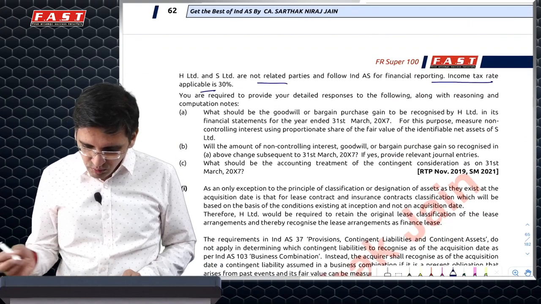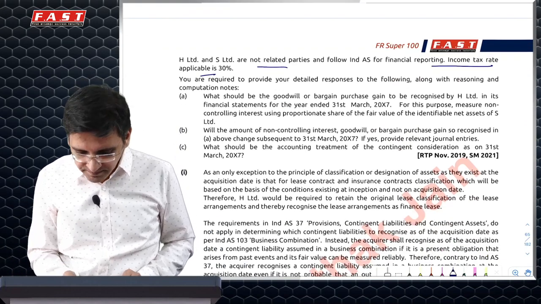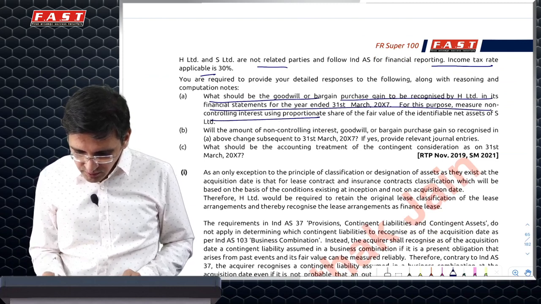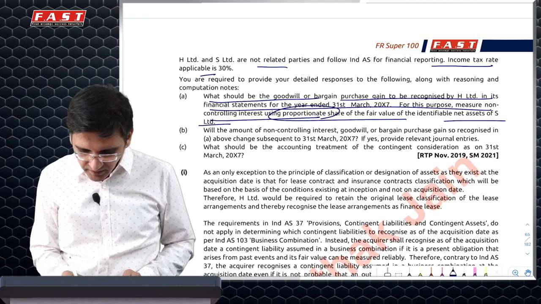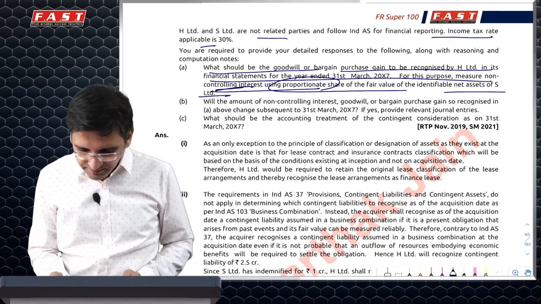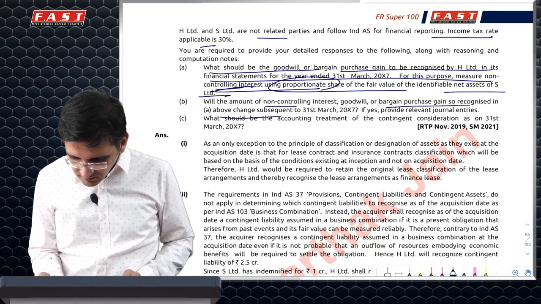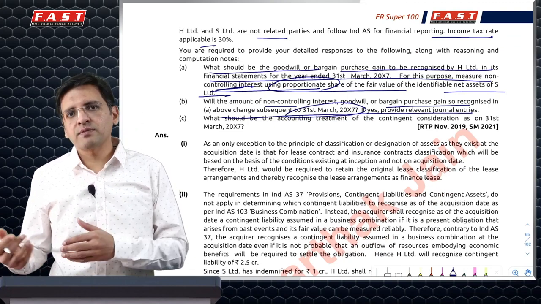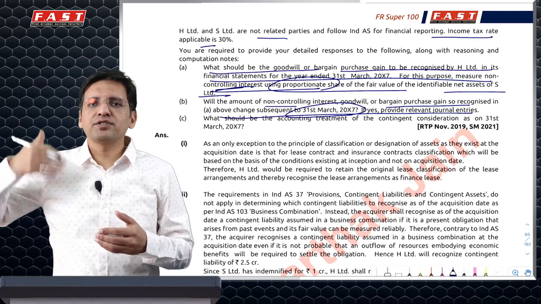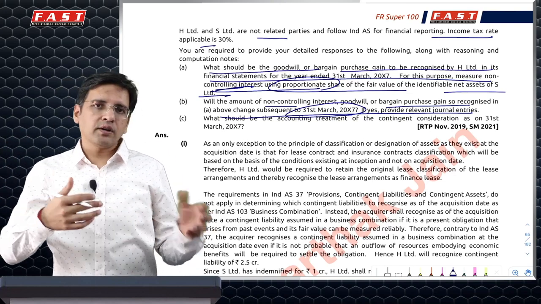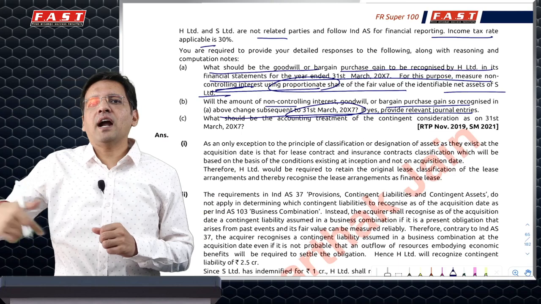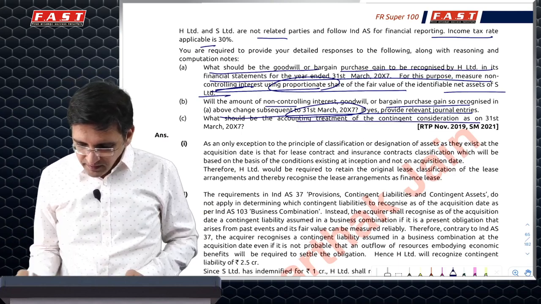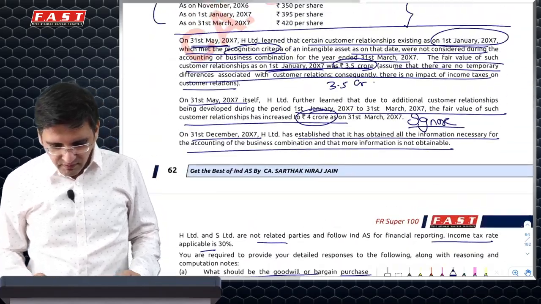Tax rate will help you to determine your DTA, DTL. Goodwill and bargain purchase gain is to be calculated using proportionate share for NCI, PSNA. You have to also say what changes will happen post 31st March due to change in your contingent consideration. So that is something to be ignored if it is in fixed value of equity share, and due to change in that customer relationship which you have identified. And contingent consideration, what will be the impact?